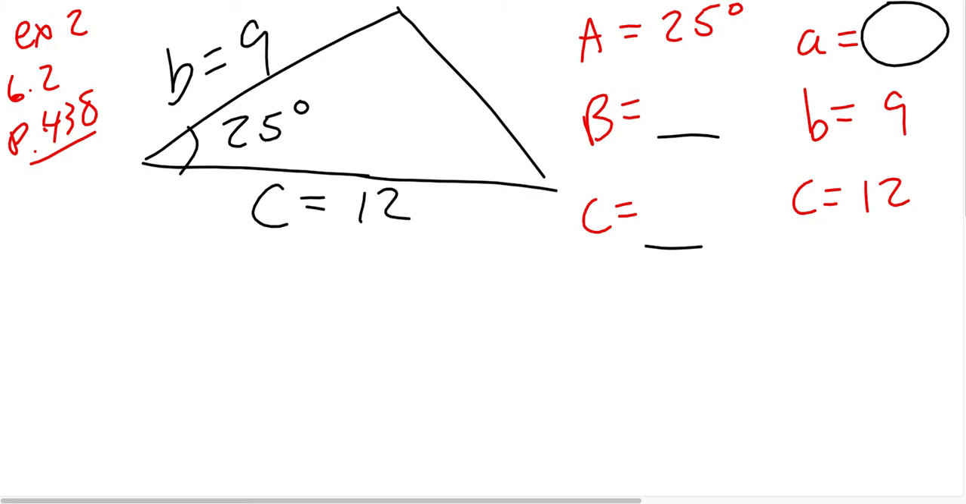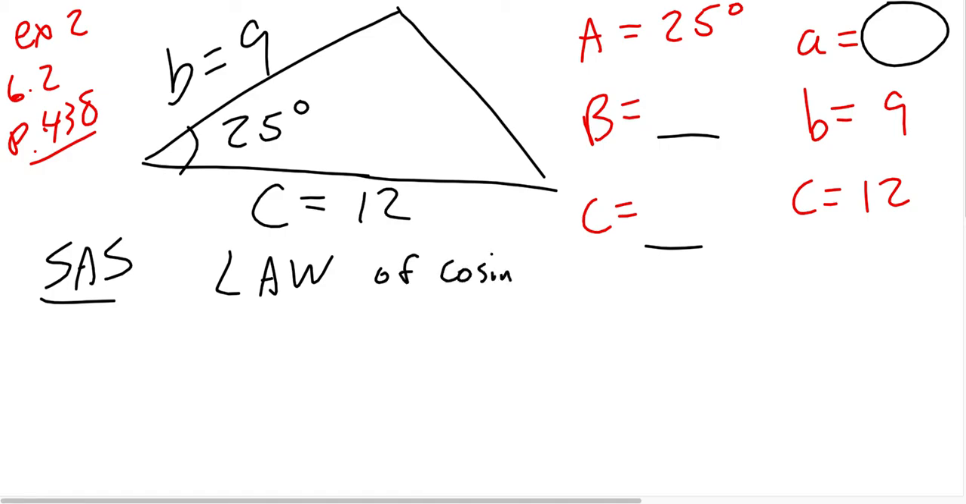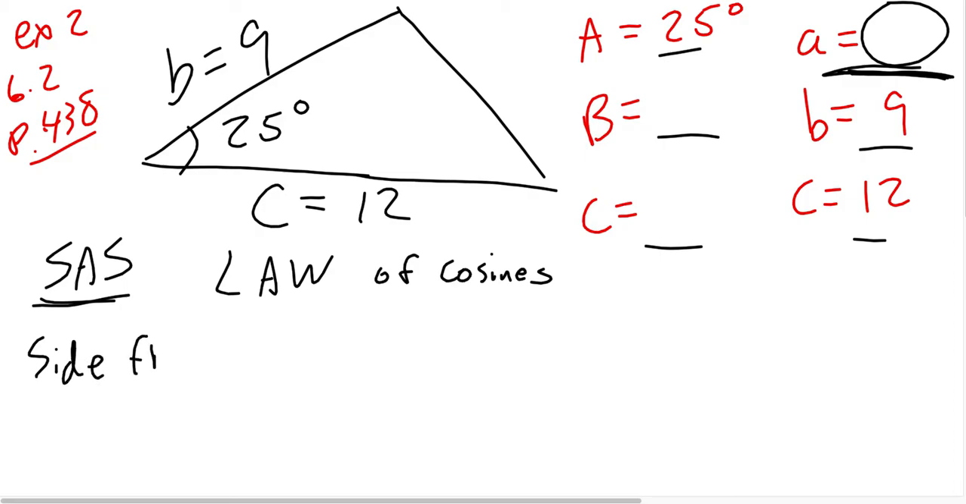What are we given? We're given side, angle, side. When you're given side, angle, side, you want to use law of cosines. Now what do we want to solve for first? We want to solve for this side right here. If you're given side, angle, side, solve for the other side first, and that's the only thing you can solve for. So we're going to use law of cosines.